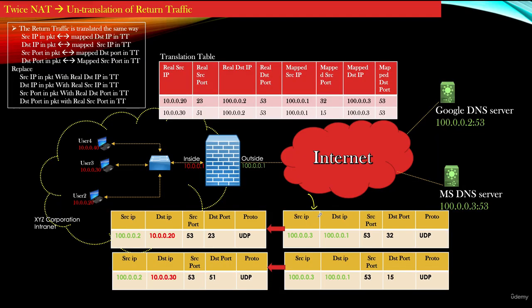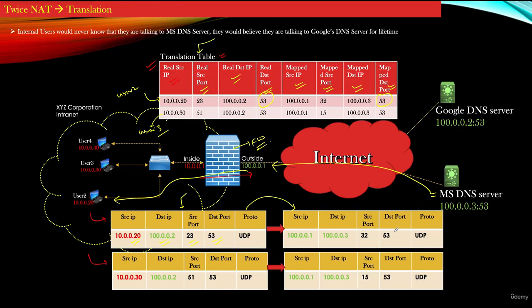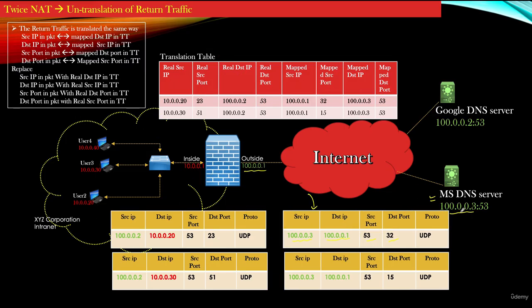Now, these are the packets which are replies generated by the Microsoft DNS server. The source IP address would obviously be the IP address of the DNS server. The destination IP address would obviously be the IP address 100.0.0.1. Source port number would now become 53, destination port number would now become 32. So if you compare it with the previous slide, you have to swap the source IP and destination IP and source port number and destination port number in order to generate a packet which is a reply from the DNS server. And the same thing I've done here.